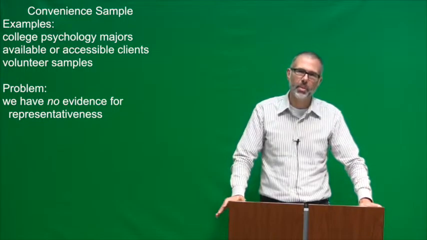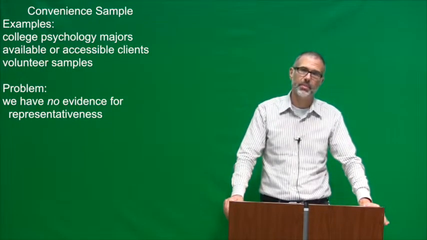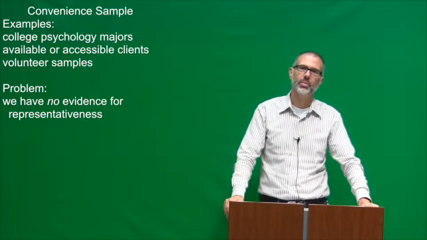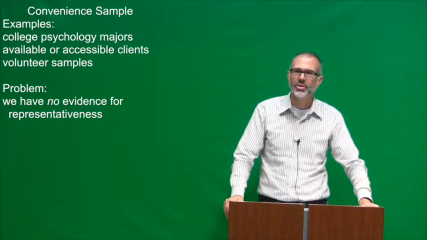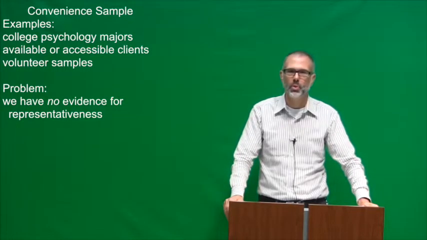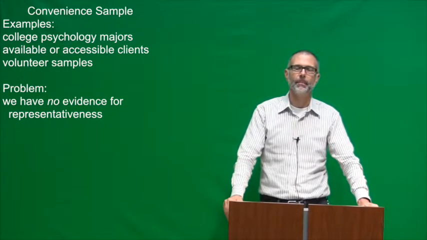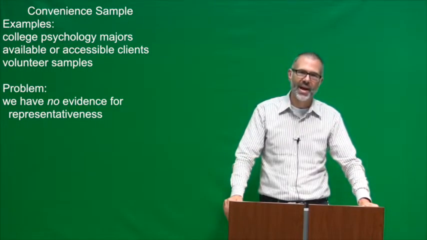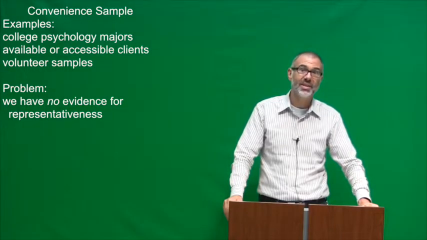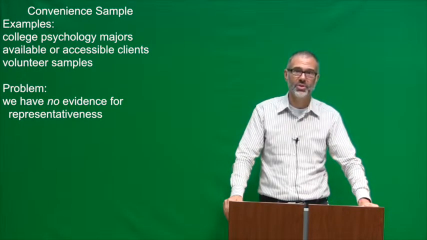So the first kind of non-probability sampling technique is convenience sampling, and that's the one we've described when we talked about sampling psychology students in a classroom, or me working with a clinic, so I sample from that clinic. When you have access to a population, it's convenient to use that population for your study.